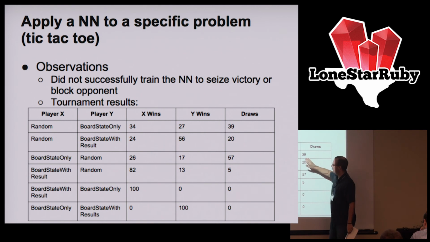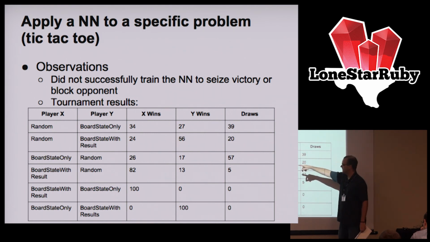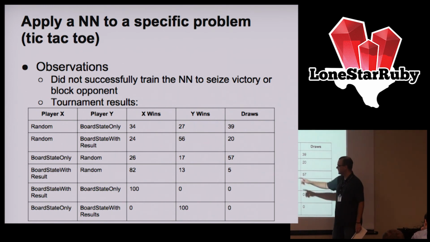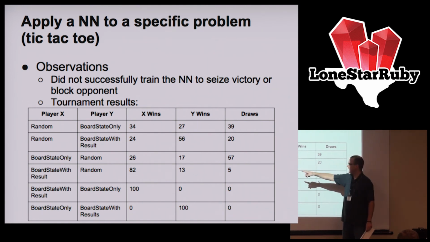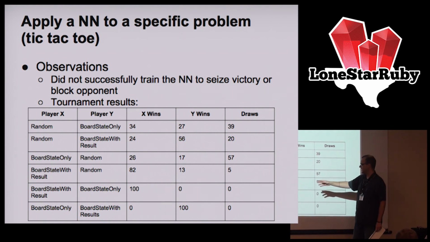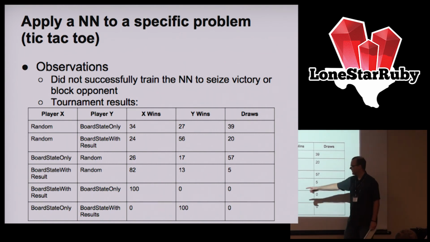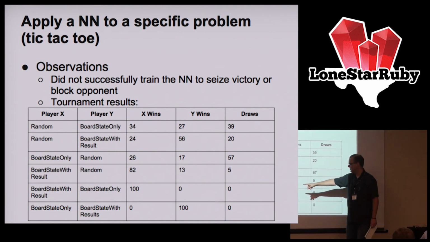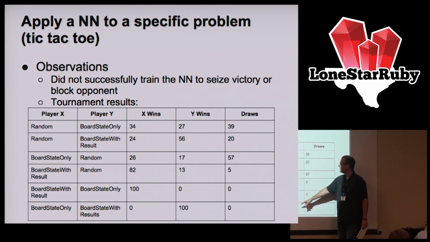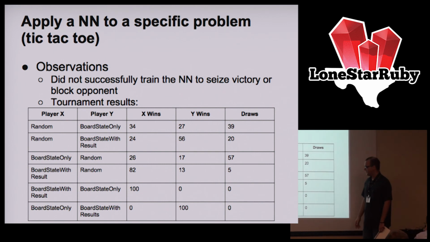Well, okay, when there was a victor, player X tended to win against the random opponent, but there were a significant number of draws as well. But you see that even though the board state with result one was Y, it still won a whole lot. And then you can see how it breaks down. But what was really cool to see was the board state with result absolutely trounced the board state only player. He won every time whether it was X or Y. So I thought that was interesting.